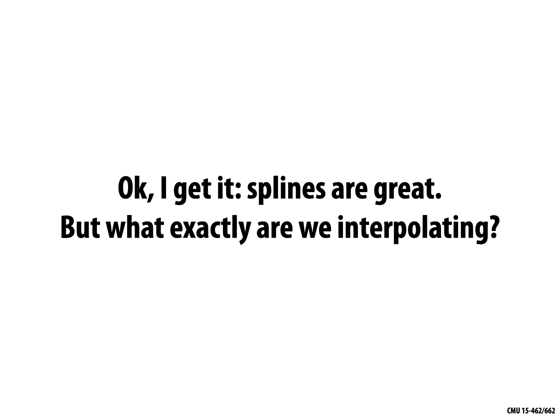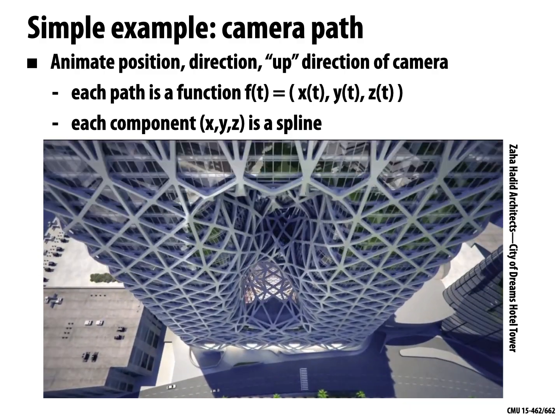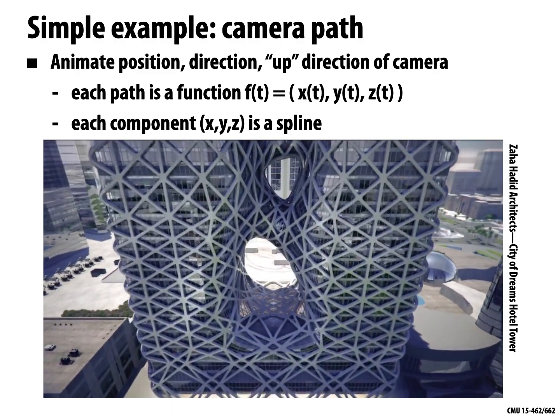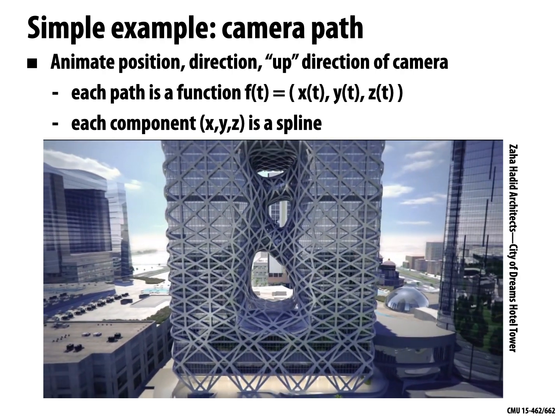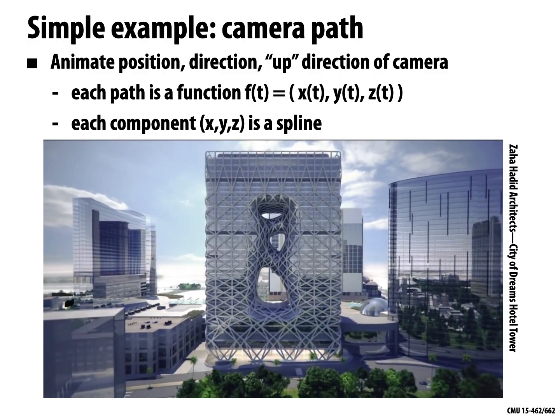Splines are really great. There's lots of different ways of doing it. But what exactly are we interpolating? What is this data? What are these values f that we interpolate in order to get animation? As I hinted at before, that data could be anything. It doesn't have to just be positions, but in the case of a camera, I might have positions. I do want to interpolate the position of the camera over time. That's how I fly around this city.